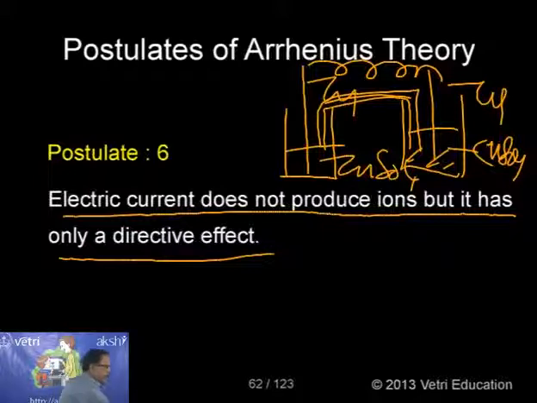When electric current is passed through the solution, it will not produce Zn2+ and SO4 2- ions. But it has only a directive effect; it will give direction and influence the ions to move to the opposite electrode. That means Zn2+ will move to the negative electrode and SO4 2- will move to the positive electrode. That is the interesting information. So electric current does not produce ions; it has only a directive effect, giving direction to go to the opposite electrode.